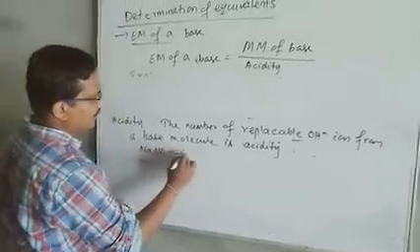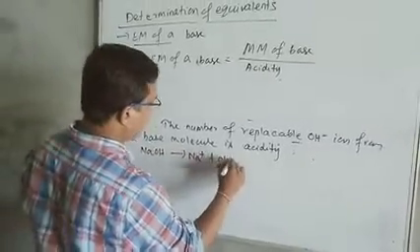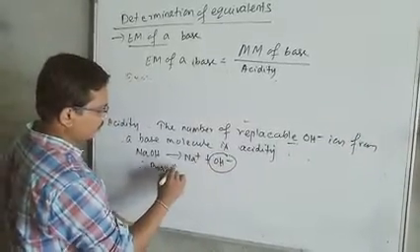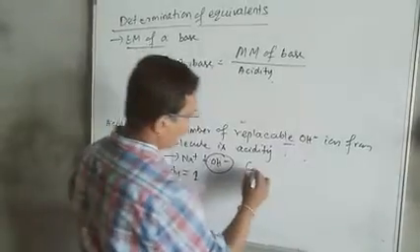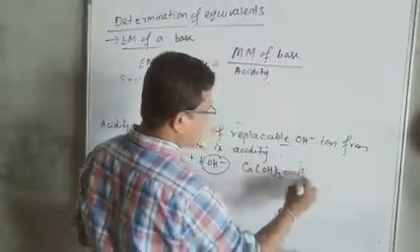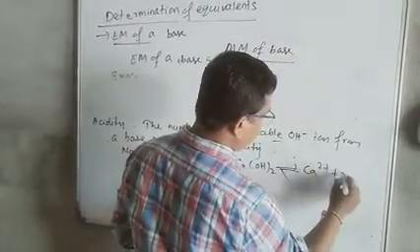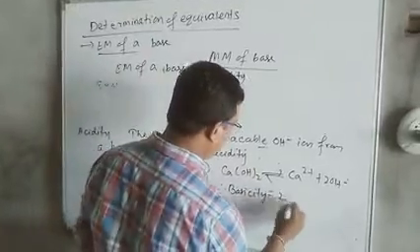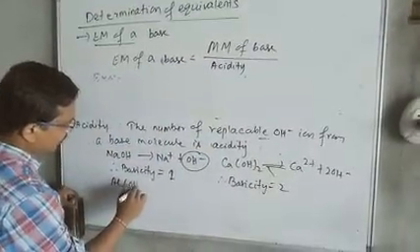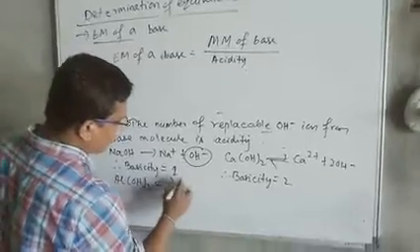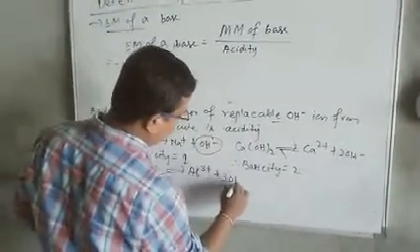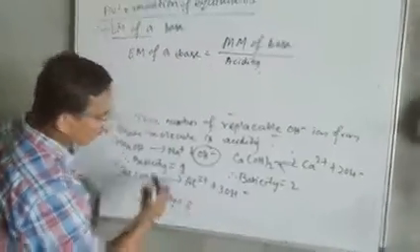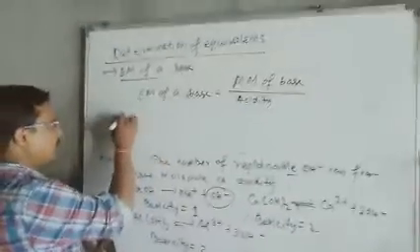NaOH is a base. It gives Na plus and OH minus. Therefore, it gives 1 OH minus, so the acidity is 1. Like calcium hydroxide: when it undergoes dissociation, it gives Ca2 plus and 2 OH minus. Therefore, the acidity is 2. Like aluminium hydroxide: when it undergoes dissociation, it gives Al3 plus and 3 OH minus. Therefore, the acidity is equal to 3.